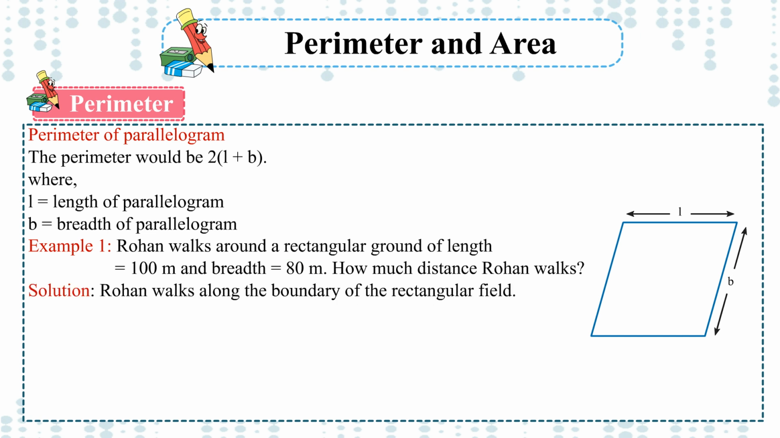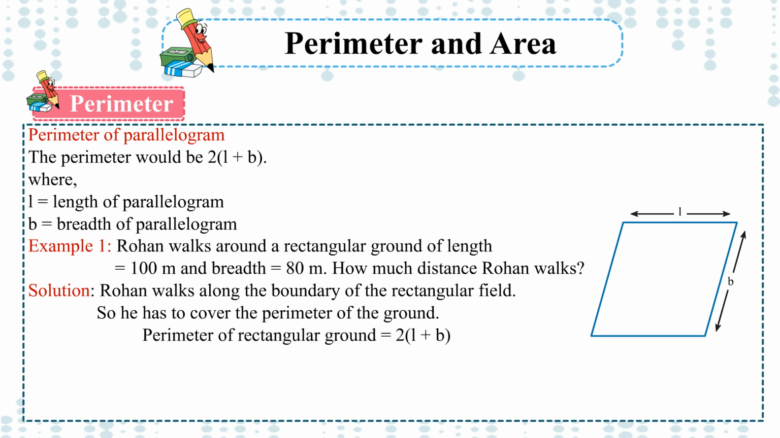Solution. Rohan walks along the boundary of the rectangular field, so he has to cover the perimeter of the ground. Perimeter of rectangular ground is equal to 2(L + B) is equal to 2 (100 + 80) is equal to 2 multiply 180 meters is equal to 360 meters.